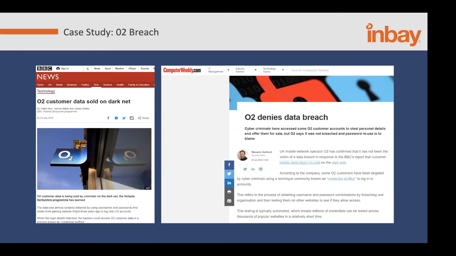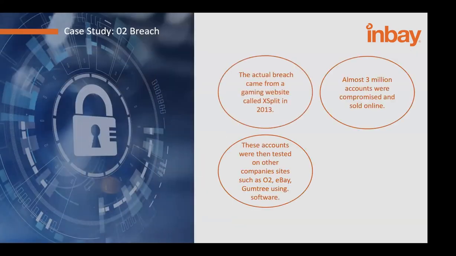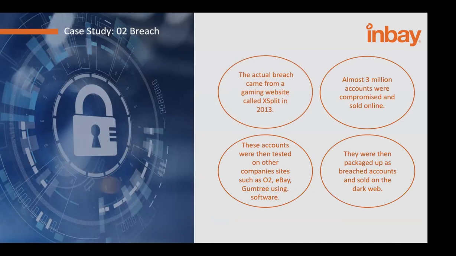So O2 were puzzled as to how these accounts were able to be breached, because they were legitimate accounts. Well, it turned out that the breach came from a gaming site called XSplit, who were breached in 2013, 3 years earlier. They lost around 3 million accounts. The typical users of XSplit were between the ages of 16 and 20, and a lot of them had O2 accounts.